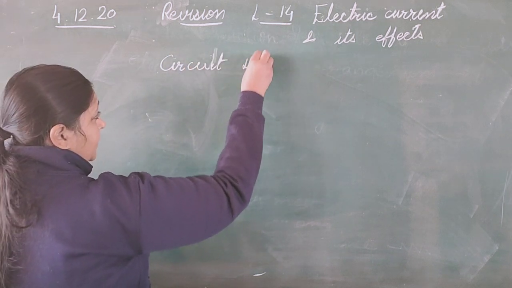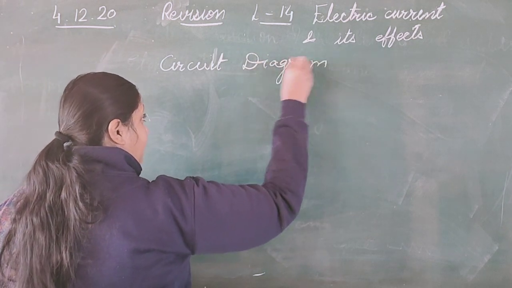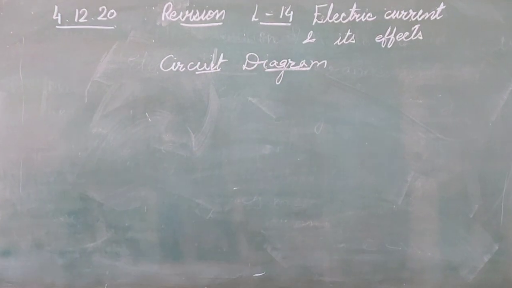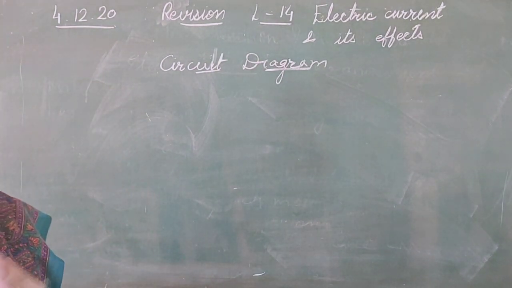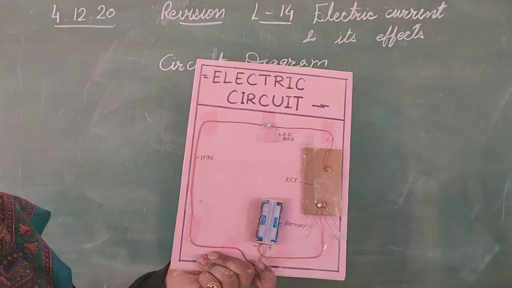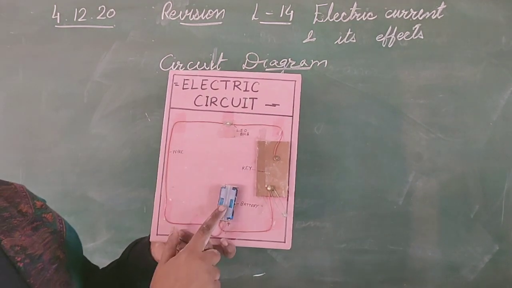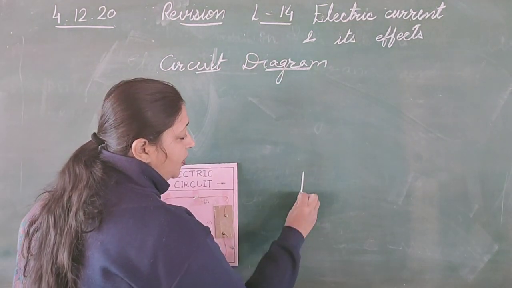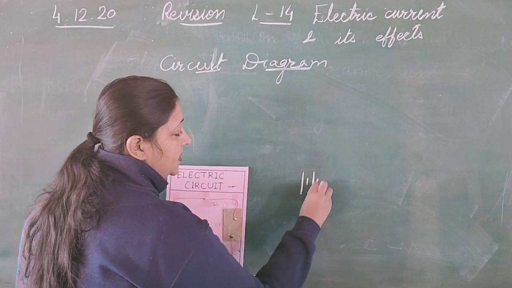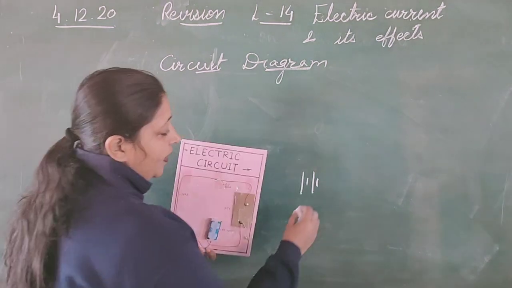Okay, that we call a circuit diagram, which helps us know the arrangement of our electric components. For example, children, I have shown you this component. If I have to draw the diagram of this circuit, how could I draw? At the first point, I am drawing this battery. What is the symbol of a battery? This is the symbol of a battery, two combinations of cell, and now the wire is there.